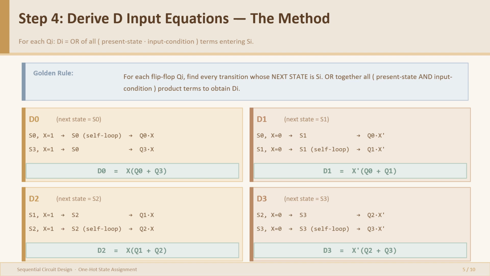Before we move on, notice the beautiful pattern in these 4 equations. D0 and D2 are activated when X equals 1. D1 and D3 are activated when X equals 0. Every equation consists of exactly one self-loop plus one incoming transition. This is no coincidence. It is a direct consequence of the structure of this particular state diagram.